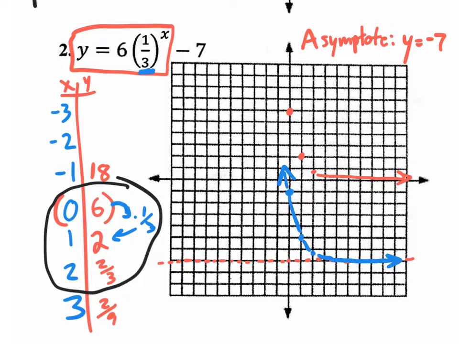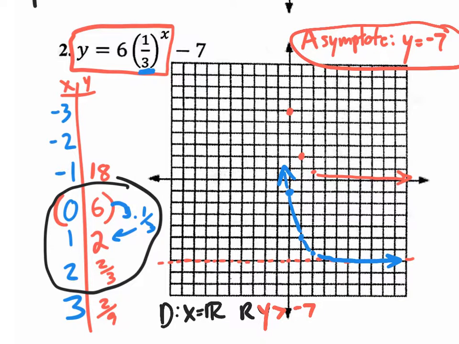So let's state everything that we can. The domain, x equals all real numbers. The range, you're going to say y is what? Y is above or below a certain value. Y is greater than -7. We already said the asymptote. All we need is the y-intercept. Now you could clearly see that it crosses right here at the coordinate 0, -1.